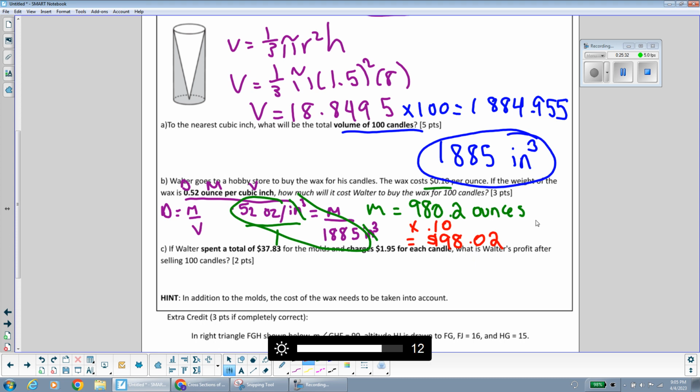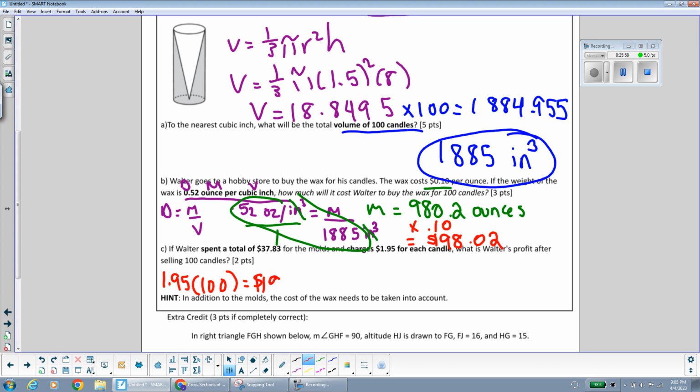Profit means how much Walter made after you account for what he spent. So Walter charges $1.95 for each candle. So if he sold 100 candles, Walter made $195. Now let's talk about what he spent to make those candles, to make that money. He spent $37.83 for molds. And in part B, we learned that he spent $98.02 for wax for the candles.